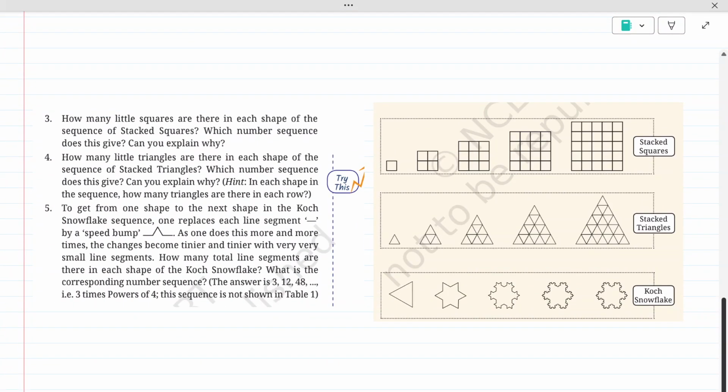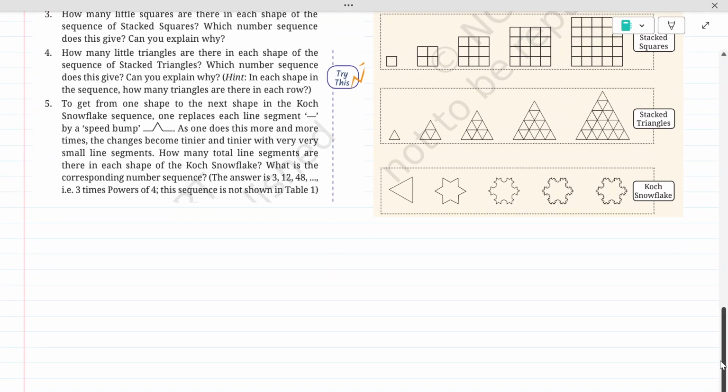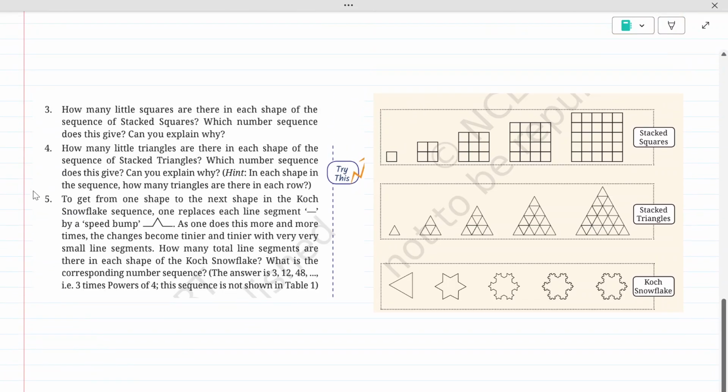Next question is this one. Wait, I'll just move it a bit. How many little squares are there in each shape of the sequence of stacked squares? And which number sequence does this give? Can you explain why? So, we are talking about little squares only.